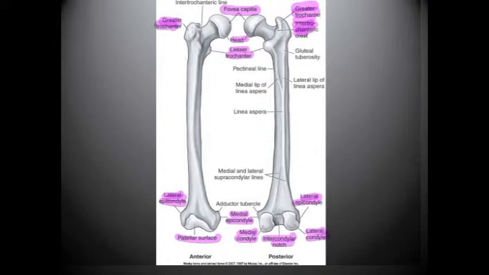Notice we have femoral head, femoral neck, greater trochanter, lesser trochanter, body or shaft. Then that brings us down to these prominences here, which are the epicondyles. And then we have the patellar surface.